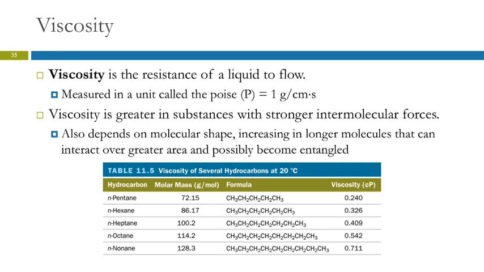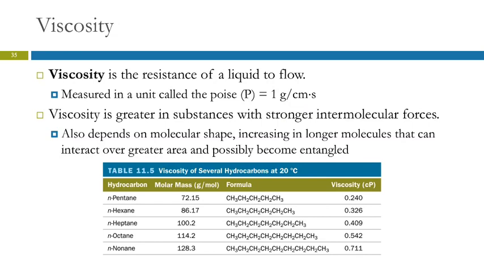Viscosity, another property here. Viscosity is the resistance of a liquid to flow. And again, this is quantifiable. We should know that it can be measured. We're not going to do anything with the measurements. But the unit here is called a poise, and that's 1 gram per centimeter second. So that's how fast this liquid flows.